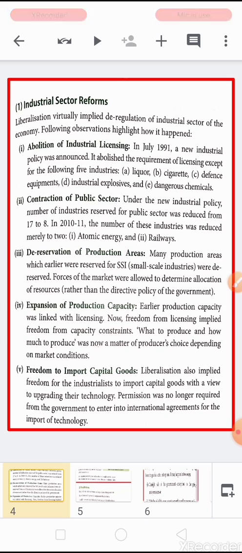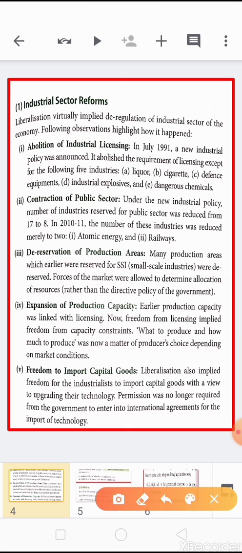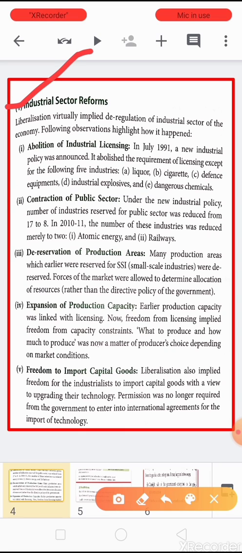So, children, all the various reforms that would be taken in the liberalization can be classified into four basic categories. In the first category, we are going to learn the industrial reforms, the industrial sector reforms. So, children, in the industrial sector reforms, the government has implied liberalization, usually deregulation of the industrial sectors of the economy.